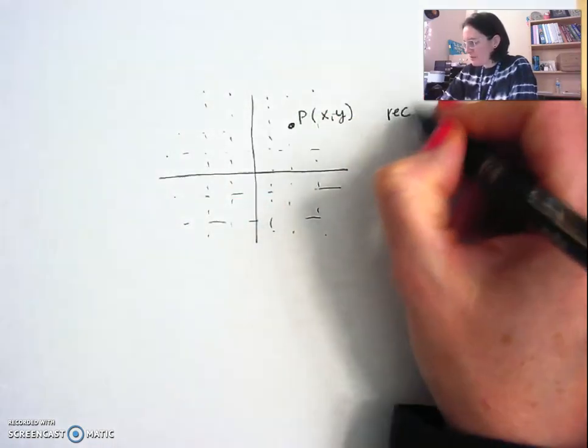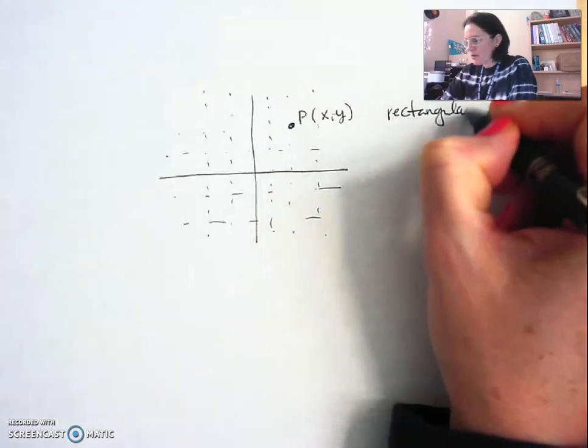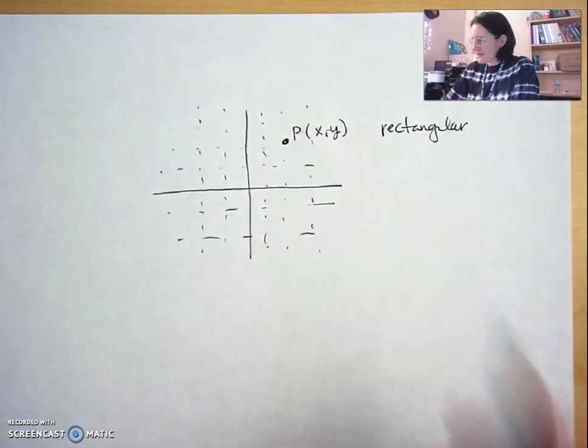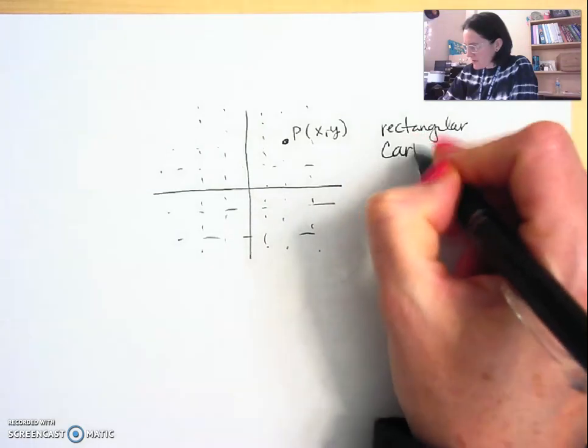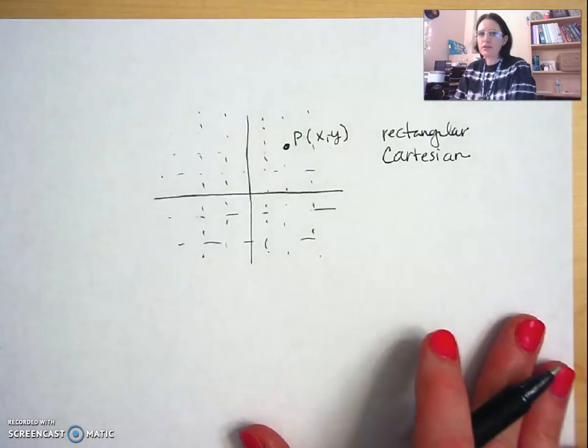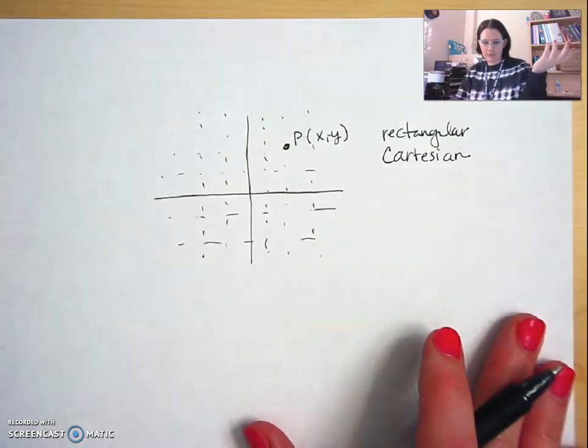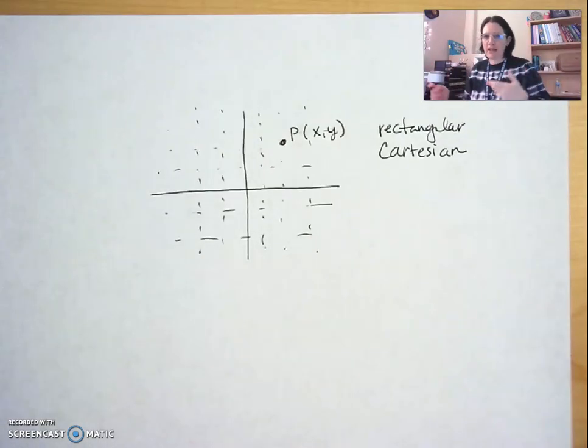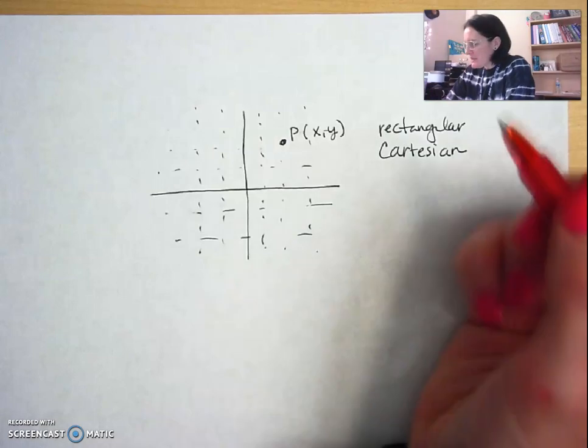And those are called rectangular coordinates. You might see it sometimes called Cartesian, based on the mathematician's name Descartes, who formalized that coordinate plane. So another way of identifying this point in space is using distance and an angle. So that's the ones we're going to be talking about today.